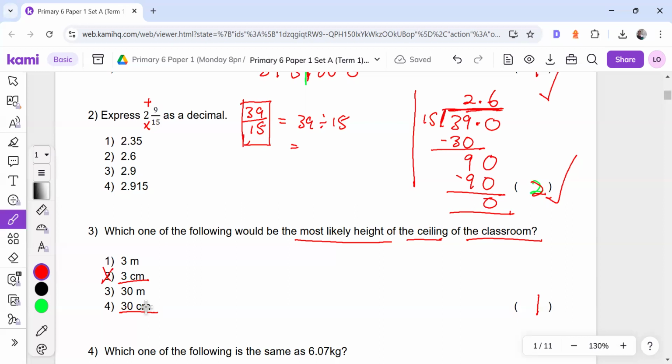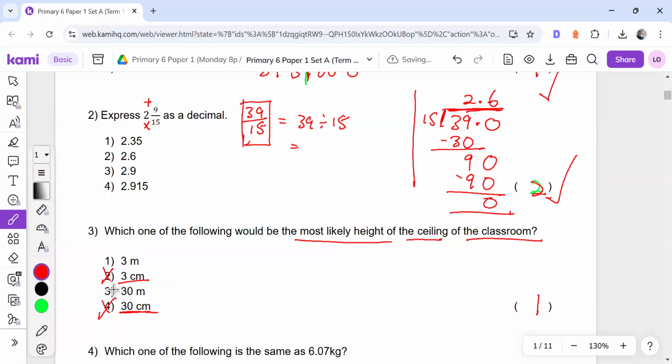3 centimeter is from my thumbnail to my fingernail. That's about 3 centimeter. Very, very short. 30 centimeter is your long plastic ruler. So is your ceiling as high as a plastic ruler? I don't think so, right? So all these cancel.